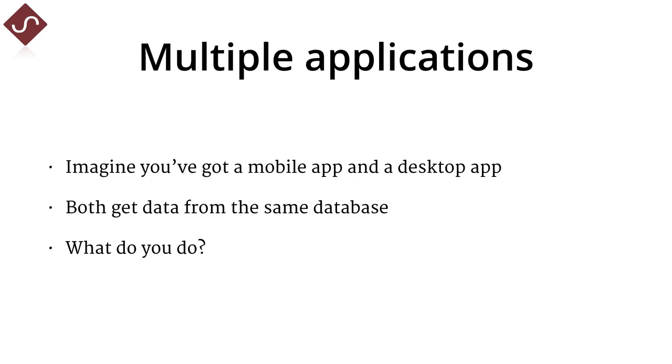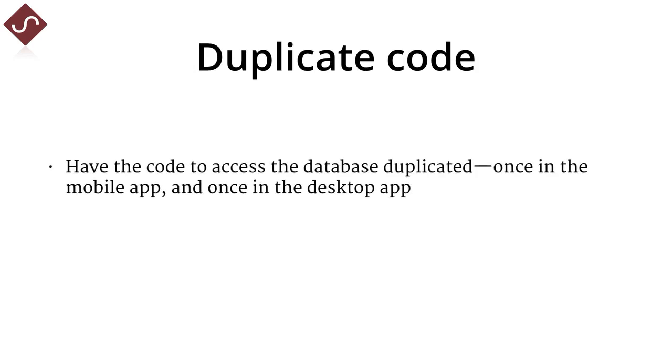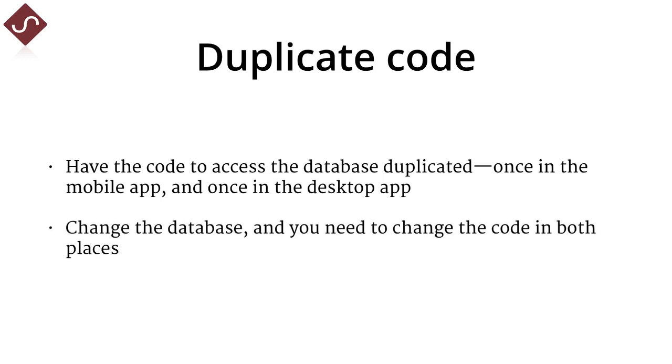So one of the obvious options is to have duplicate code. Have the code to access the database duplicated. You've got the code written in your mobile app, and then you've also got it written in your desktop app. This is obviously not ideal because you've got to write the code twice, but it has one more drawback, which is that if you change the database, then you need to change the code in both places. So not only do you have to write the code twice, but whenever you make a change, you've also got to go and change both applications and ask your users to re-download them and all that. So not a very good solution.